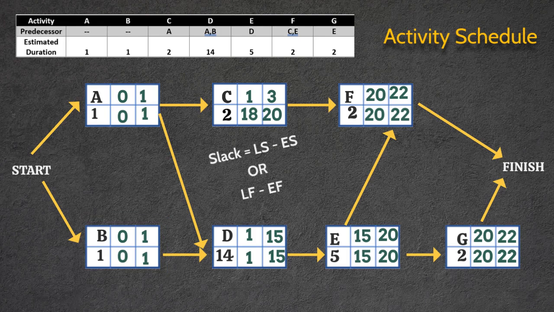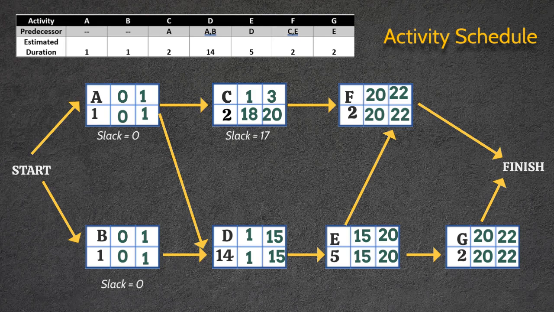Slack can be defined as how long the activity can be delayed, without extending or increasing the project completion time. So how do we calculate slack? It can be calculated by LS minus ES, or LF minus EF. In essence, the slack for activity A and activity B will be 0. For activity C, we will subtract 1 from 18 or subtract 3 from 20. So this means that the slack for activity C is 17.